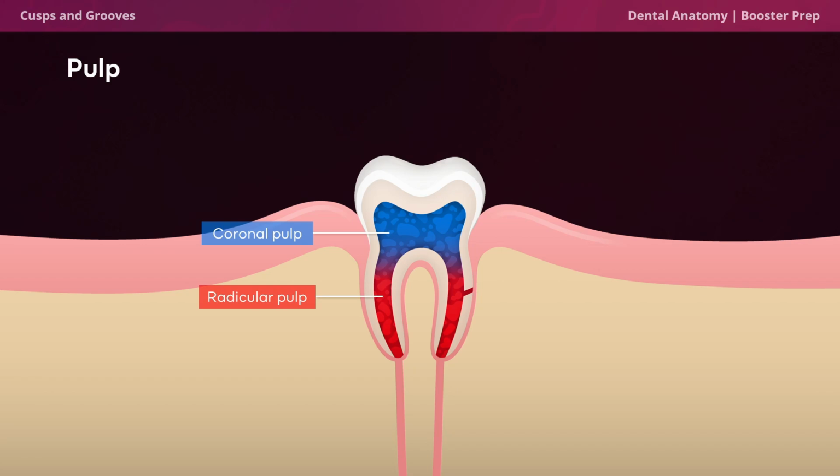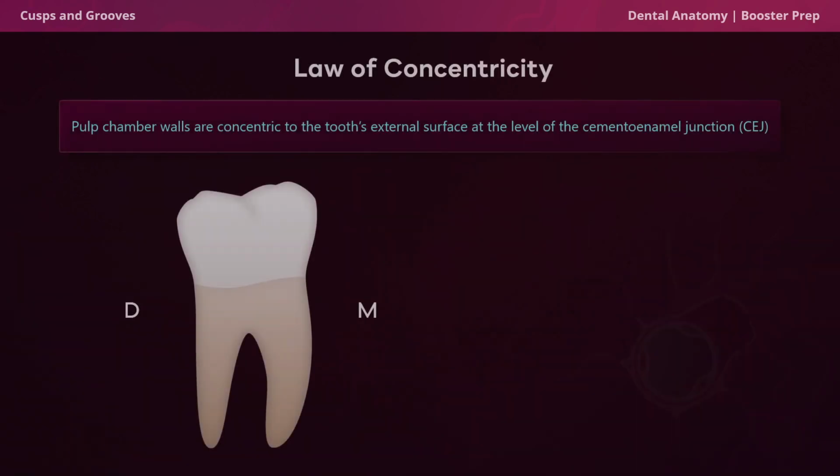Now, a key component located within our coronal pulp are the pulp horns, which are extensions of the pulp that extend to the cusps. Within our radicular pulp, we may have lateral canals, which are accessory canals that branch off the main root canal. And in this portion, we also have the apical foramen, which is the main opening at the apex of the root for nerves and blood vessels to access the tooth.